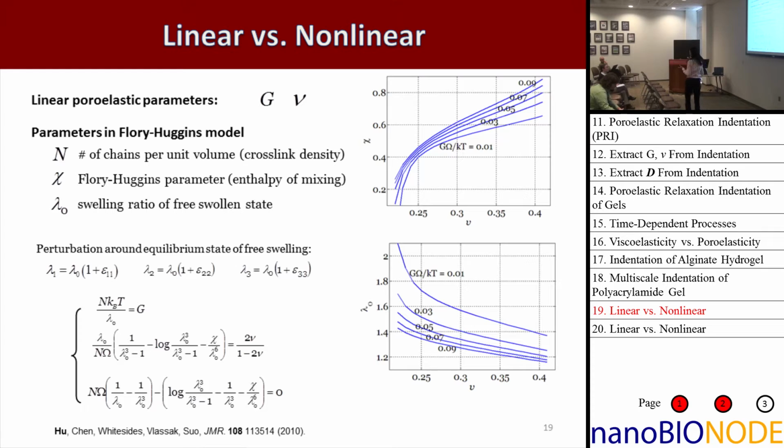So what I did is a linear perturbation around the swollen state. Then I compared the linearized nonlinear theory with linear poroelasticity. Then you can get these three simple equations. Now, for given shear modulus and Poisson's ratio, I can calculate N, chi, and lambda naught for you. Right?